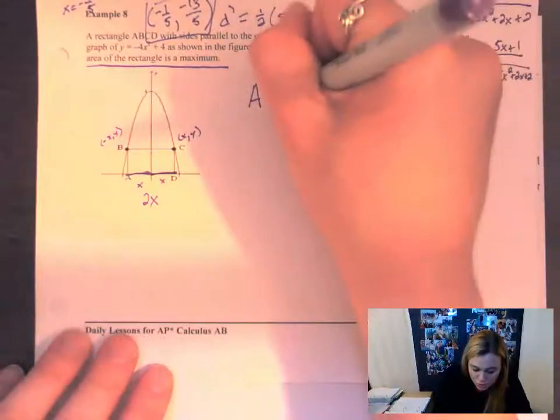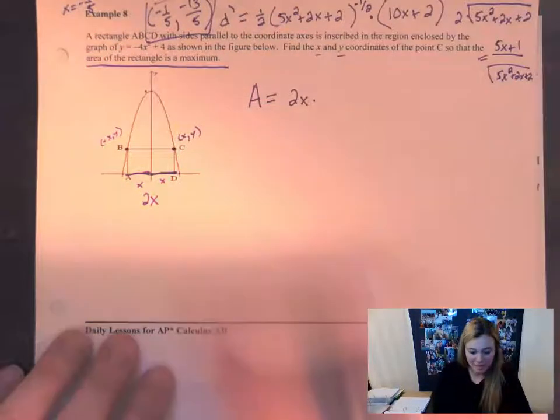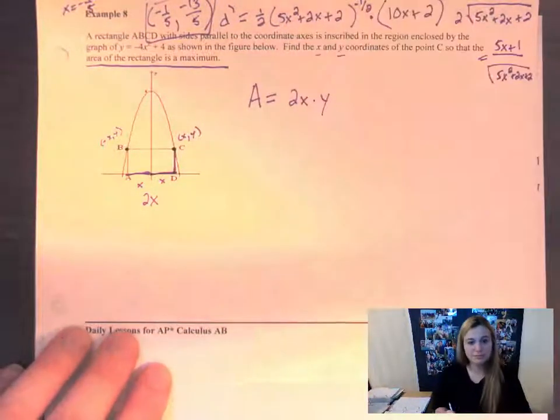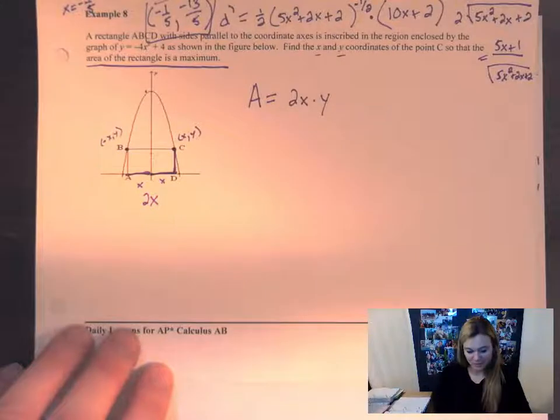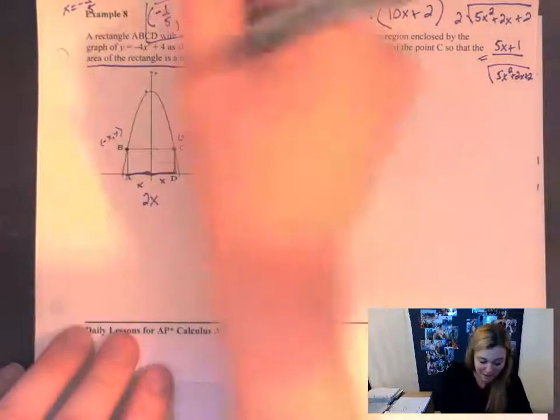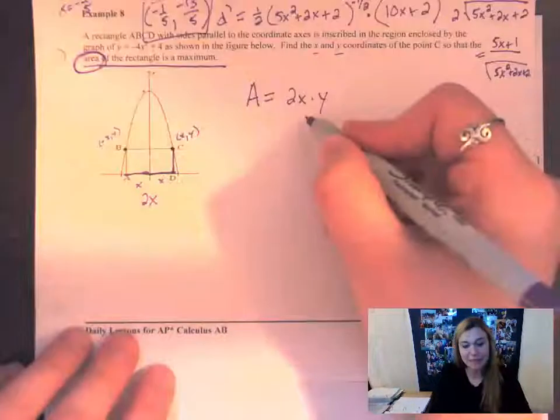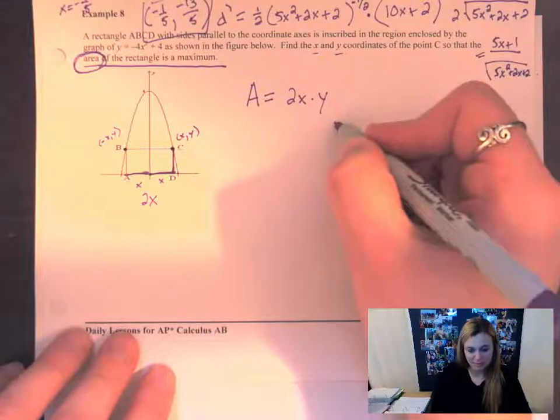So I've got 2x as my width. Then my height, instead of saying h, is y. So this area is 2x times y. I want the area to be at a maximum. Area is a thing I want to take the derivative of, but I can't yet because there's an x and a y. So let's fill something in.